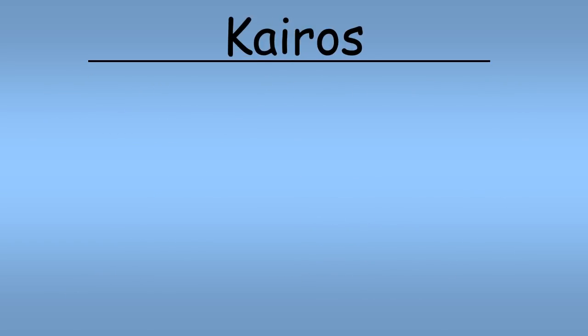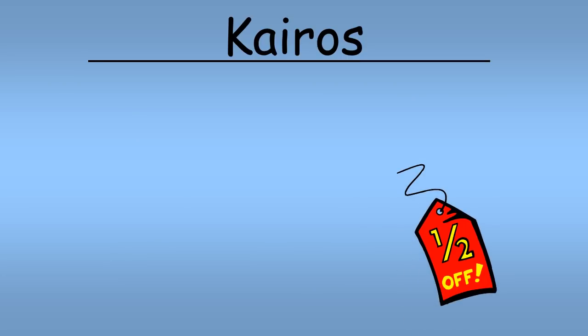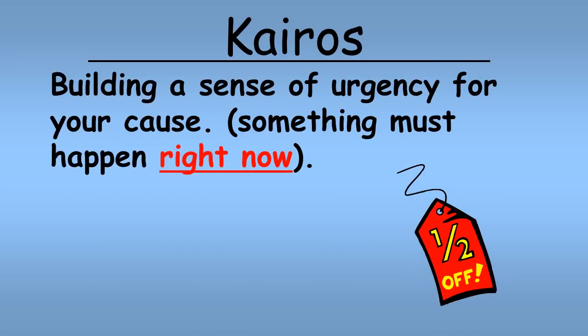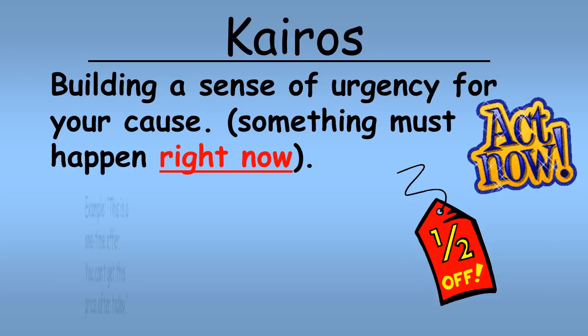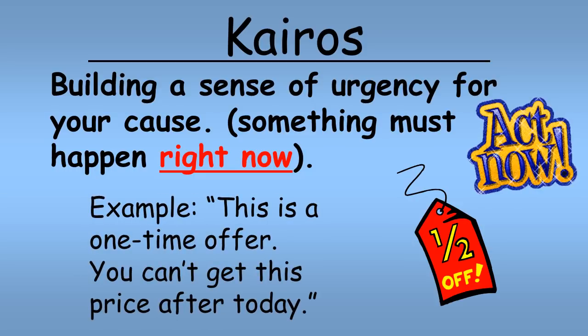The next persuasive strategy is called Kairos. Kairos means building a sense of urgency for your cause. In other words, something must happen right now. You see this all the time in commercials where they try to get you to act now. They might say something like, this is a one-time offer, you can't get this price after today. The audience is compelled to act and act quickly for fear of missing out on something important. When you see a commercial or ad that tells you to act right away, then they're using Kairos.